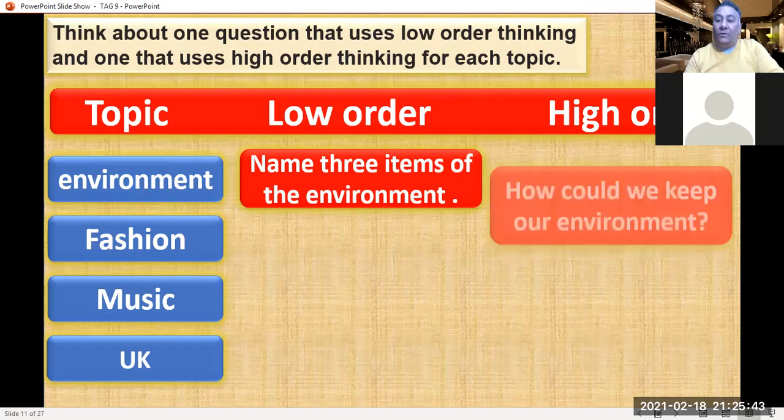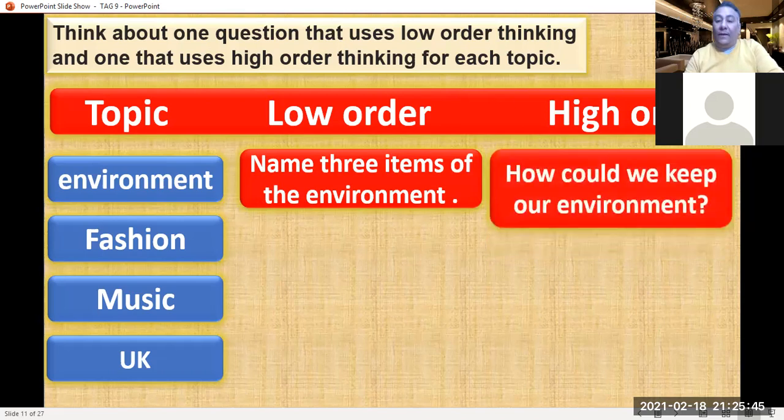What about the high order question? How could we keep our environment? You agree that this is a high order thinking skill question? Yes, there is the challenge and the creativity. The student needs his own innovation and innovative mind to give suggestions for keeping our environment.